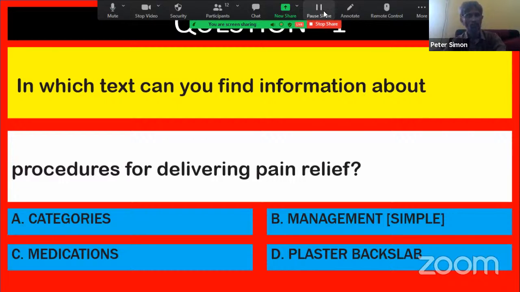So now the answers are A, B, C, D. Yes, I have given the answer there. You can tick your answer there. Just without reading anything, you can get this answer. In which paragraph will you find this information?